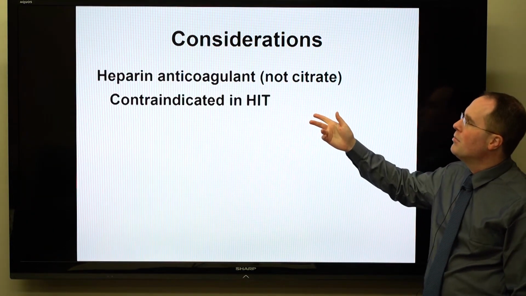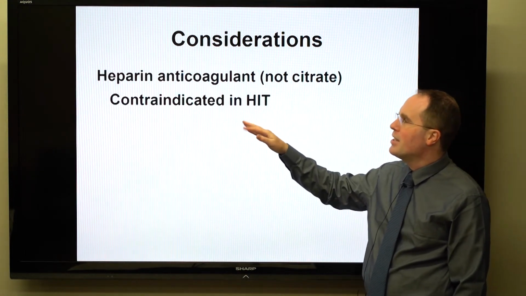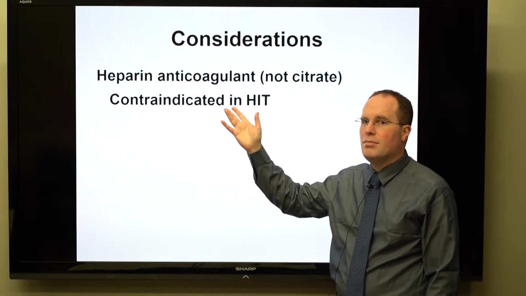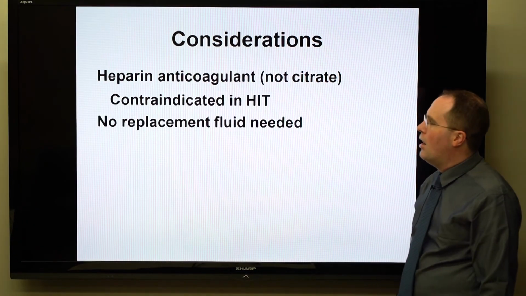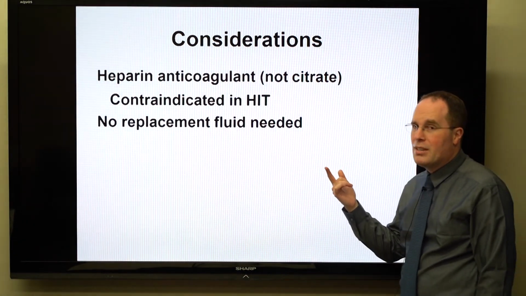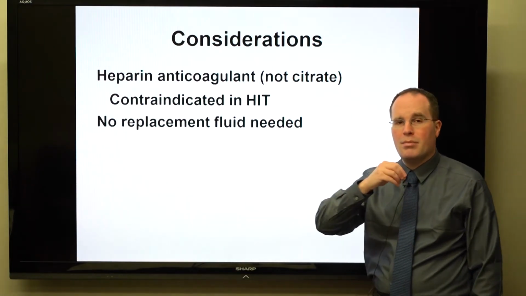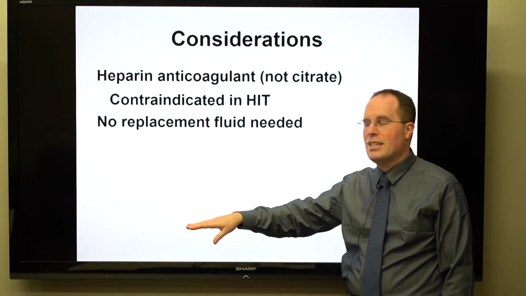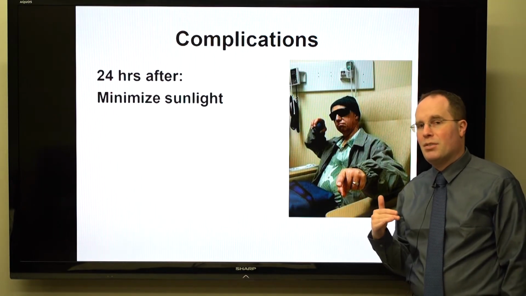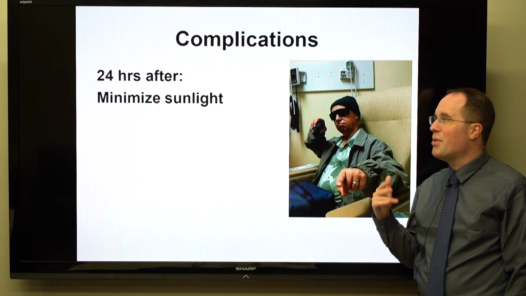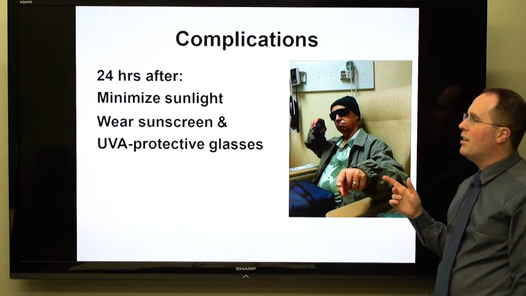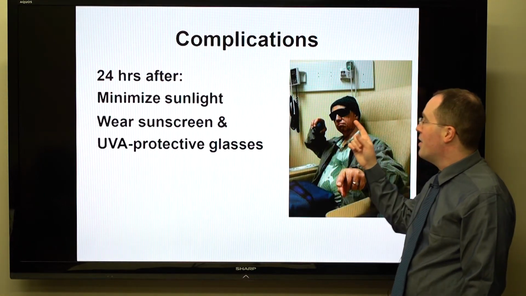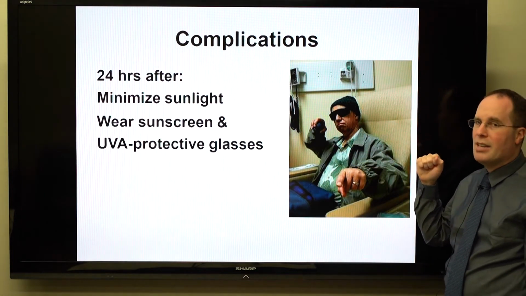So in general, photopheresis is contraindicated in patients with a history of HIT, untreated. There's no replacement fluid needed in photopheresis, right? We're removing a small percentage of white cells, treating them with psoralen and UVA light and sending them back. 24 hours after the photopheresis procedure, you want to minimize exposure to sunlight. If you have to be in the sun, wear sunscreen and wear these very fashionable UVA protective glasses.